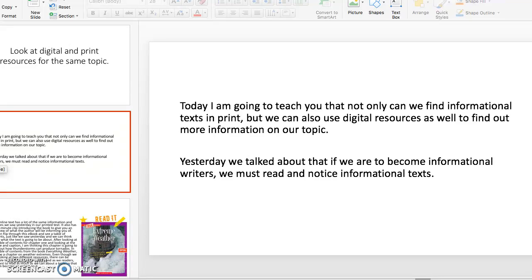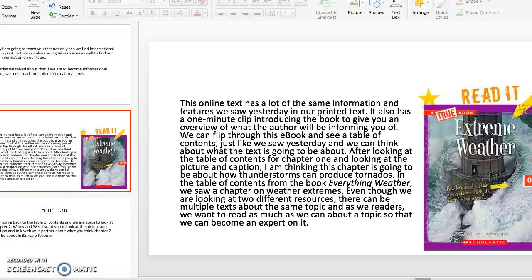Yesterday we talked about that if we were to become informational writers, we must read and notice informational text. And we did this by looking at the printed text, Everything Weather by Kathy Fergang. Today we're going to be looking at an online resource, a TrueFlix book called Extreme Weather.